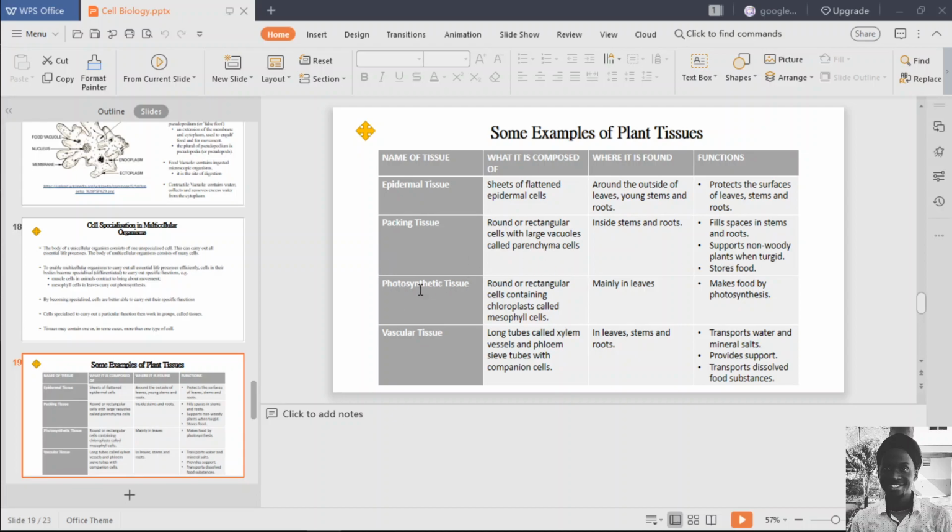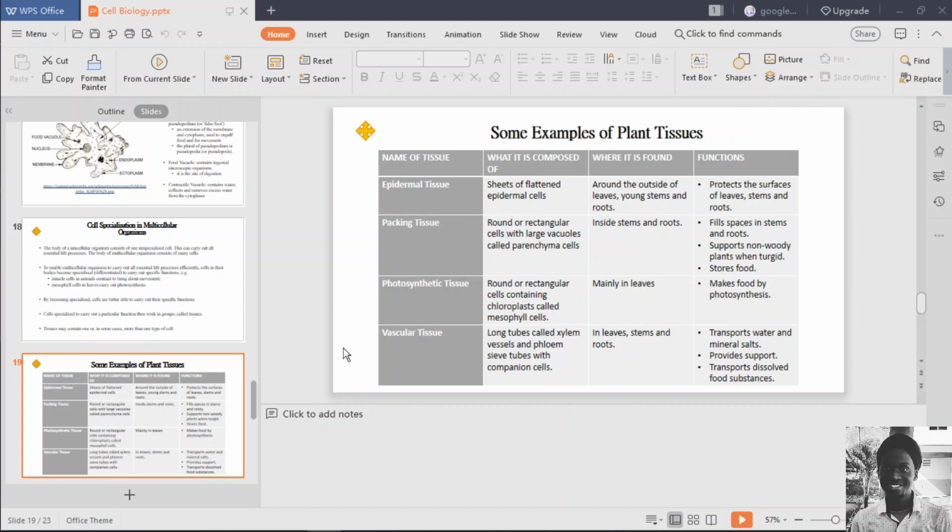The photosynthetic tissue cells are also round or rectangular. They contain chloroplasts, and they are called mesophyll cells. They are found mainly in leaves, and this type of tissue makes food by photosynthesis in the presence of sunlight.